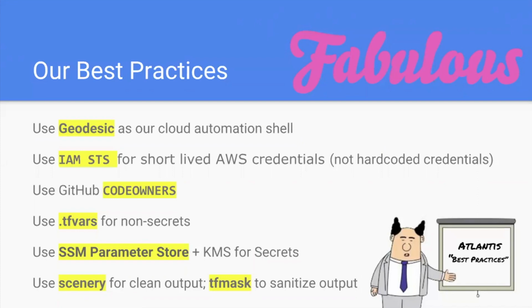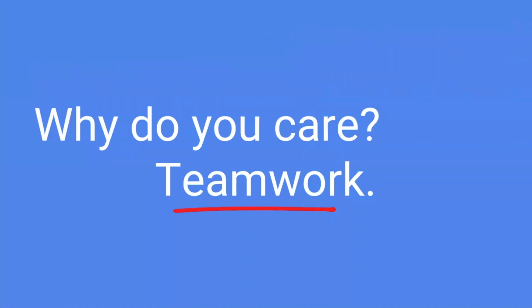You can just use Chamber to write them. And then Terraform actually supports natively reading from SSM. So it's a really great way to track your configuration information in a secure way. Use Scenery to format your Terraform plans for CI/CD. And then use tfmask to sanitize the output so you don't actually accidentally leak some secrets in there.